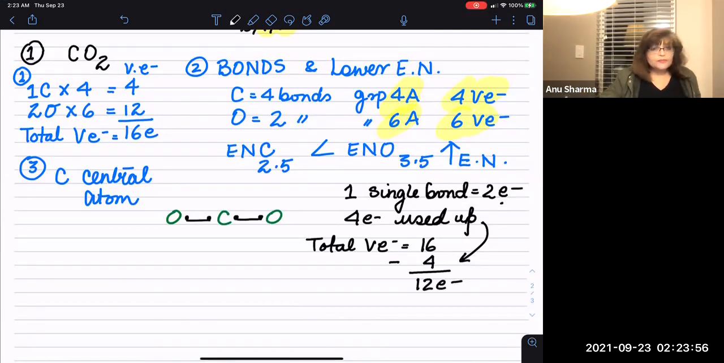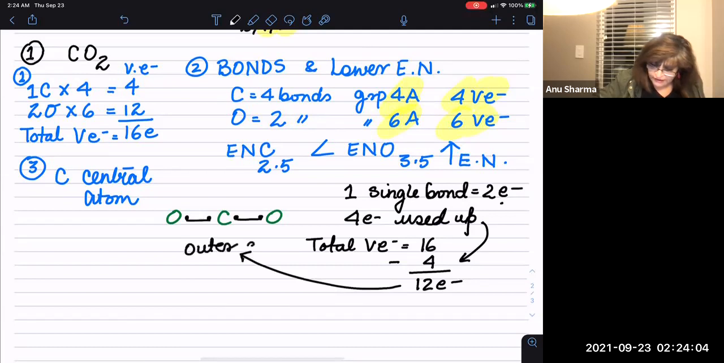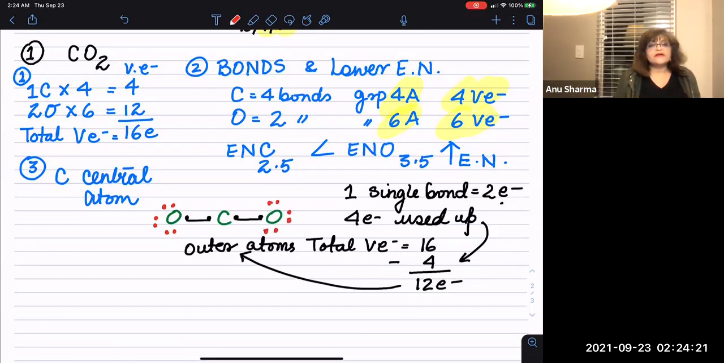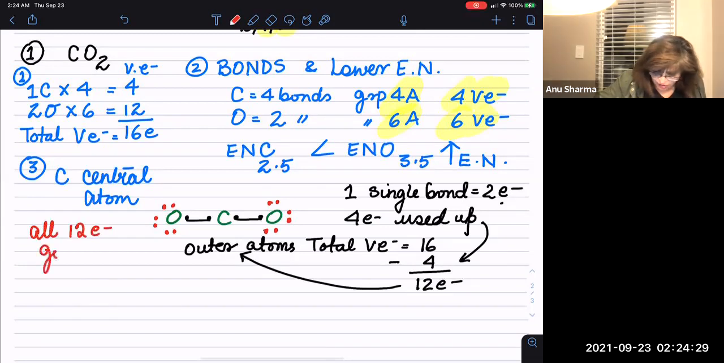Okay, so where are you going to put them? Place them on the first outer atoms. And which are the outer atoms? Outer atoms are oxygen. And so here I'm going to put these 12 electrons. So 1, 2, 3, 4, 5, 6, 7, 8, 9, 10, 11, and 12. So all the 12 electrons got used up.